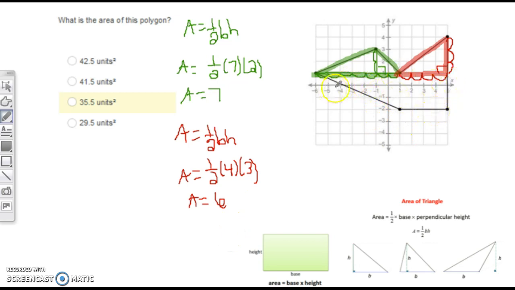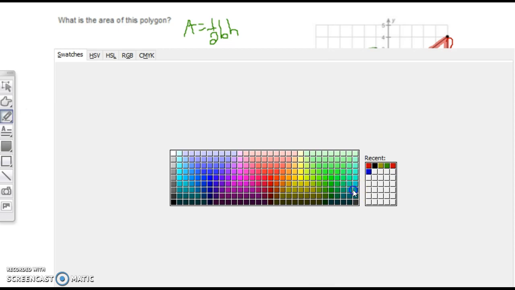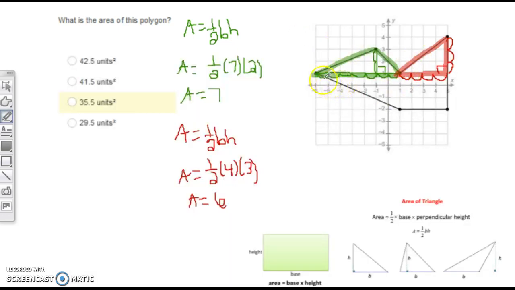I still have a funky shape down here. I still can't find the area of that shape, so I need to do some more dividing or splitting it apart. So I'm going to take this piece right here and I'm going to turn that one into a triangle.